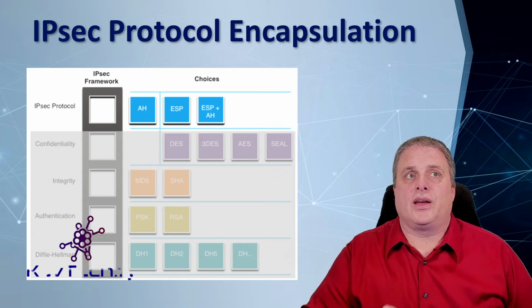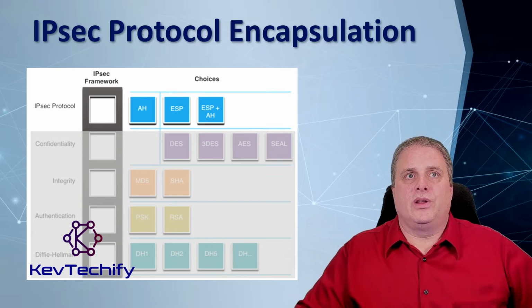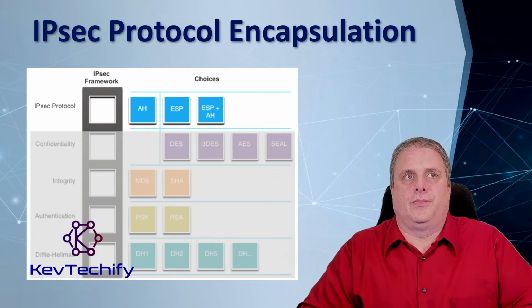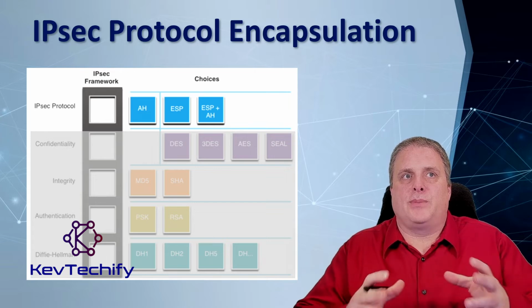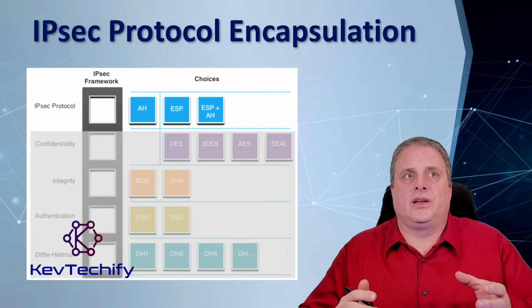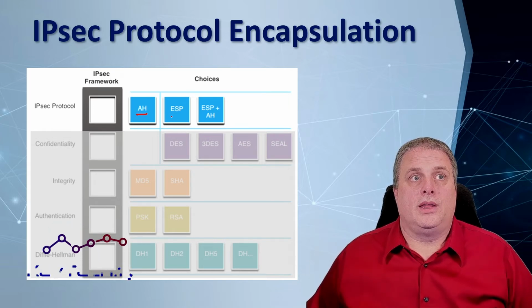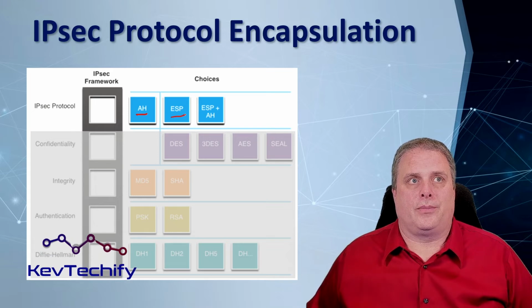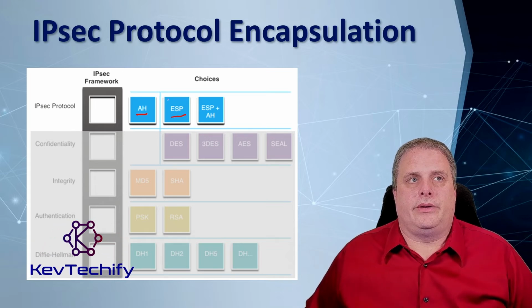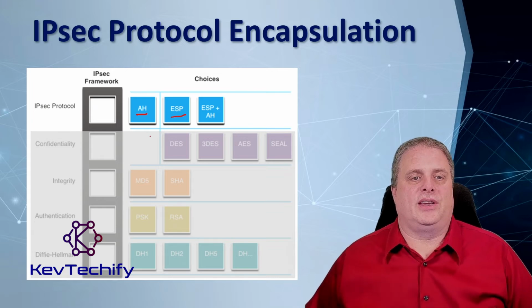Choosing an IPsec protocol encapsulation is one of the first building blocks you need to do. Now, IPsec encapsulates packets using either the Authentication Header, which is known as AH, or the Encapsulation Security Protocol. You choose one or the other, and this is sort of the building blocks for everything else.